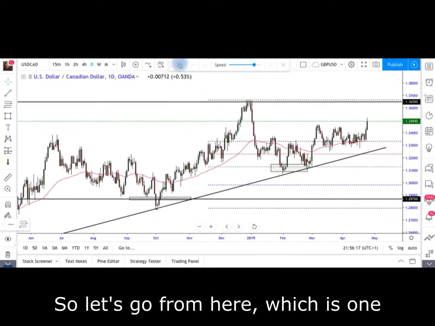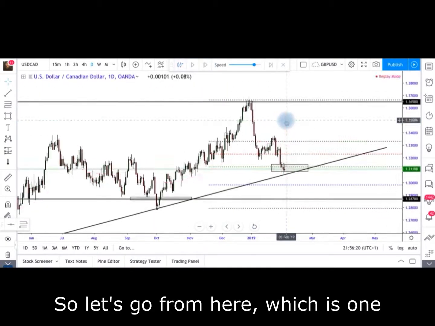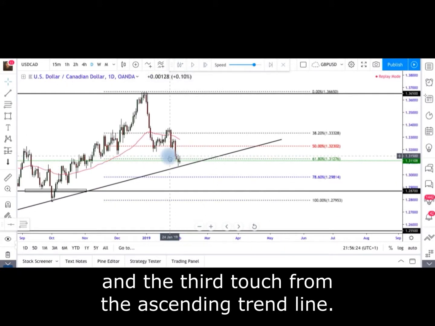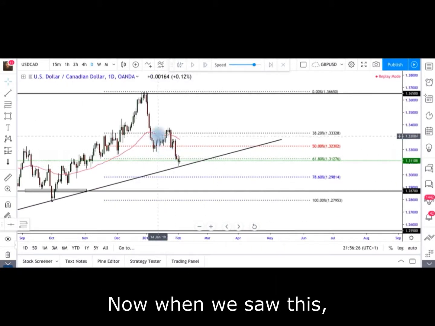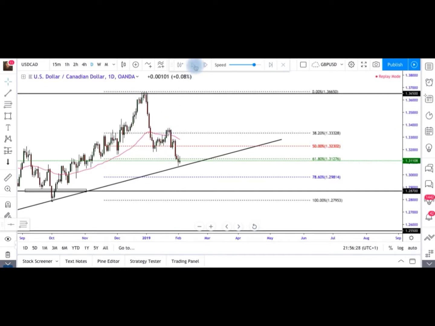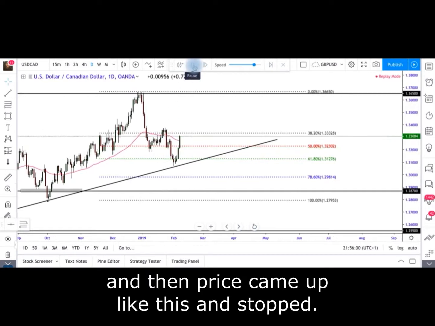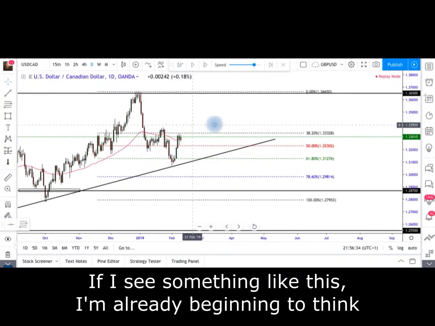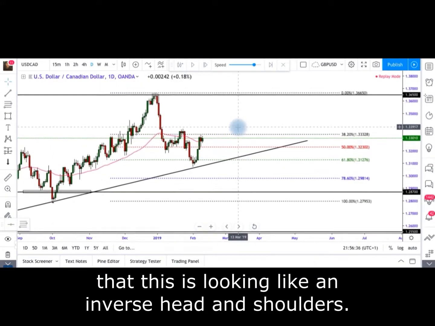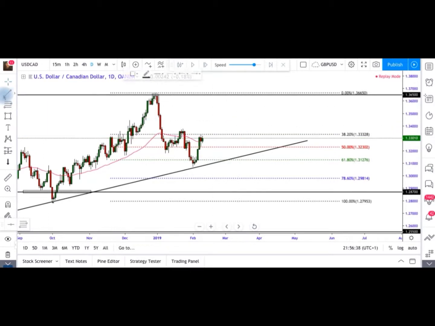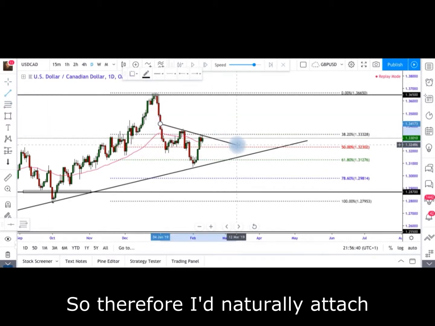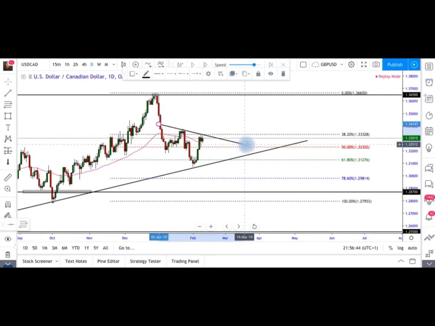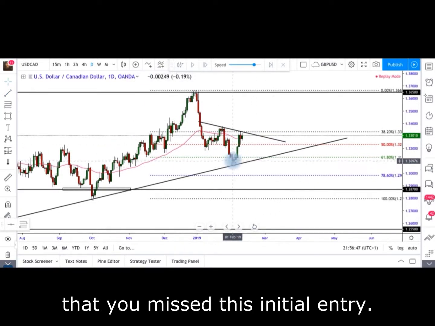So let's go from here, which is one of our last entries around the 61.8 and the third touch for an ascending trend line. Now, when we saw this, and then price came up like this and stopped, if I see something like this, I'm already beginning to think that this is looking like an inverse head and shoulders. So I'd naturally attach what I believe to be a potential neckline. Now, this is going on the basis that you missed this initial entry.